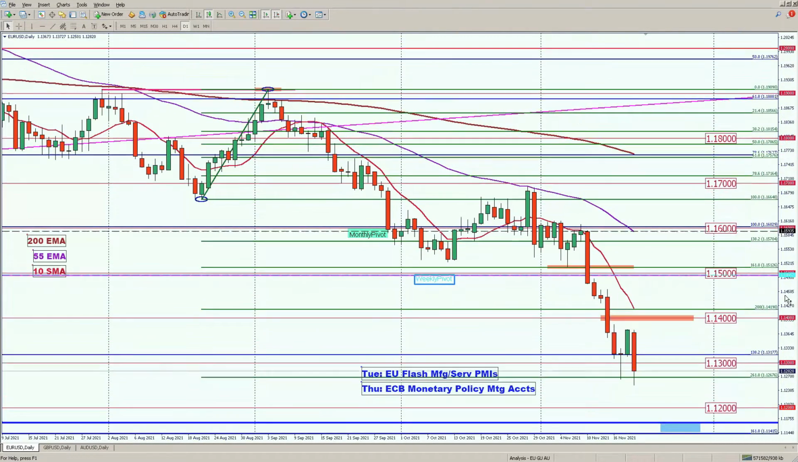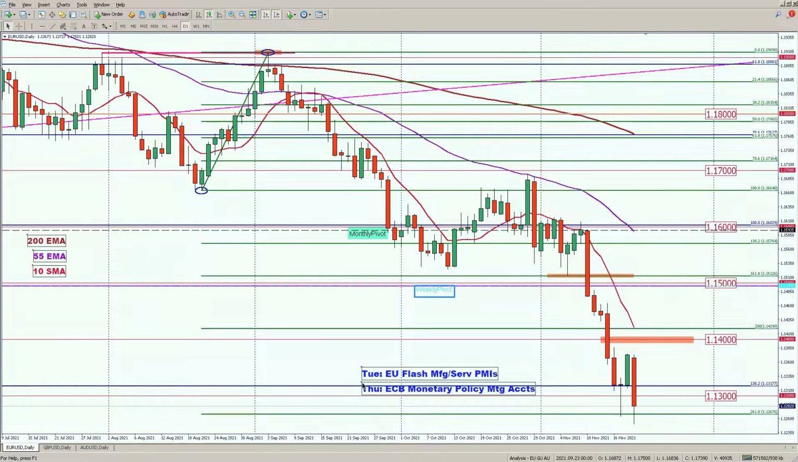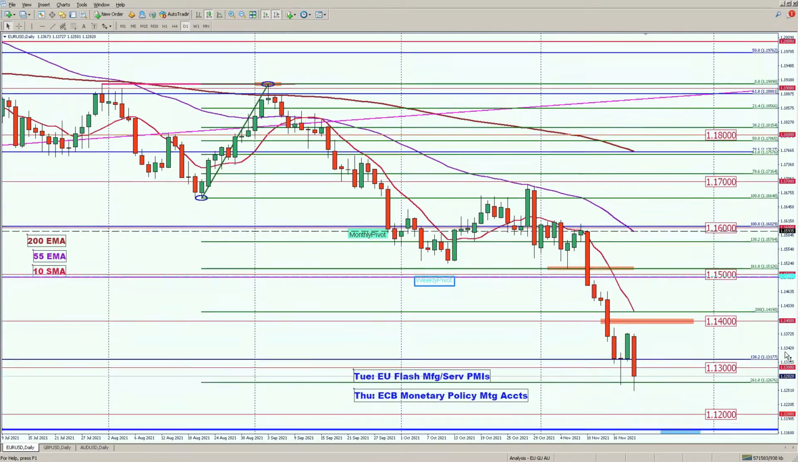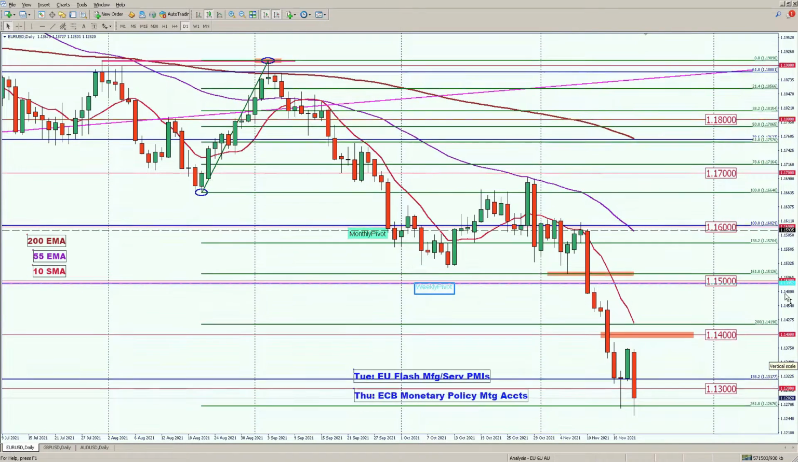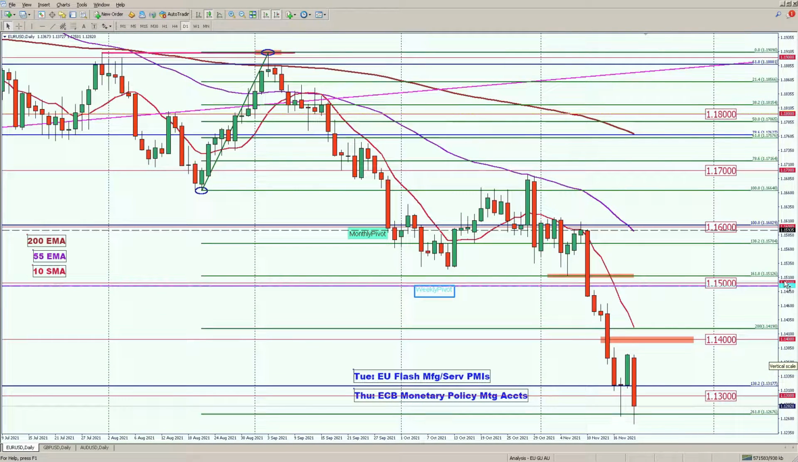Okay. This week, there's only a couple of minor news with the flash manufacturing and services PMIs across all the economies on Tuesday. And on Thursday, there's the release of the monetary policy meeting minutes, which may shed further details of their last meeting. So, but yeah, this is turning to a very bearish mode.